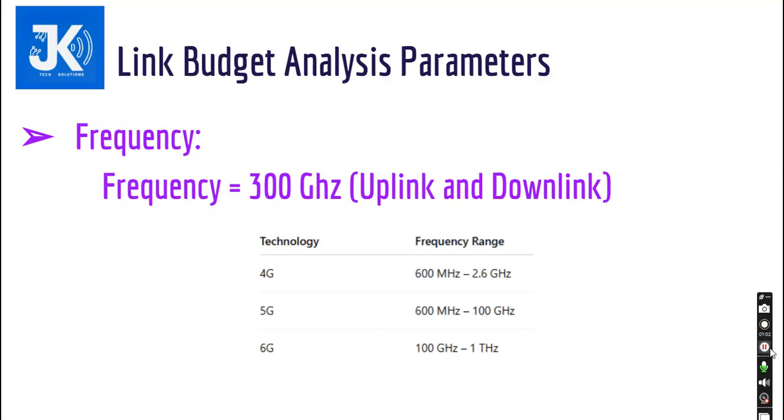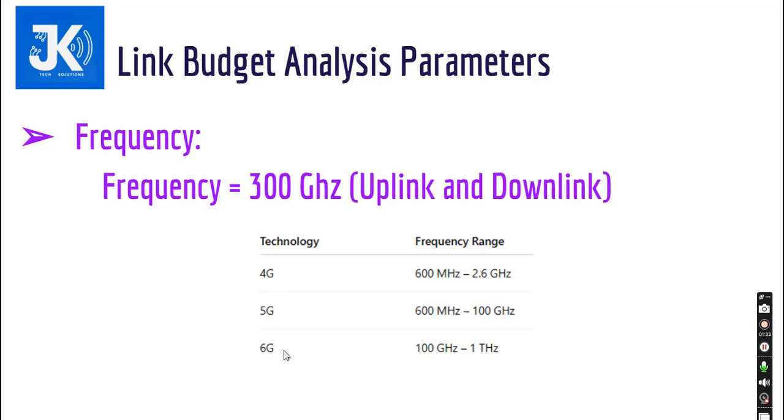There are certain parameters which are required for link budget analysis. The first parameter that we are going to see here is frequency. As you can see on the screen, the frequency range of the different technologies: for 4G, the frequency range is about 600 megahertz to 2.6 gigahertz. For 5G, it is about 600 megahertz to 100 gigahertz. And for 6G, it is about 100 gigahertz to 1 terahertz.